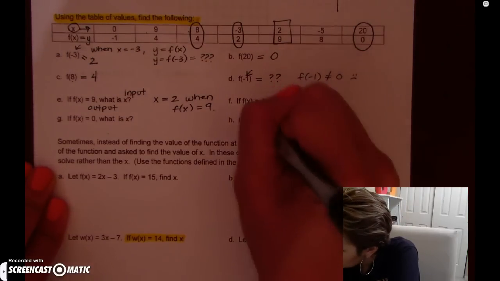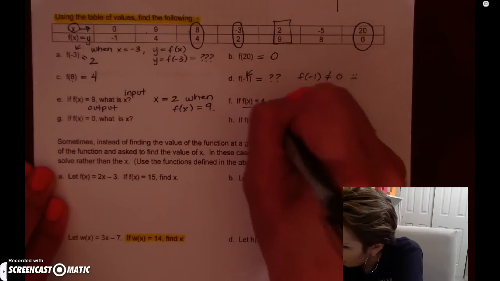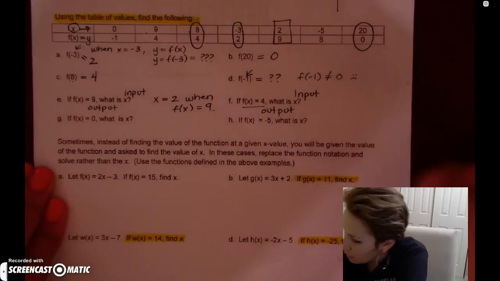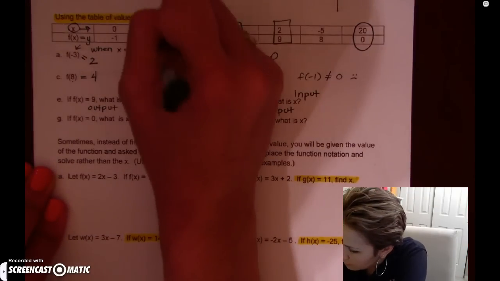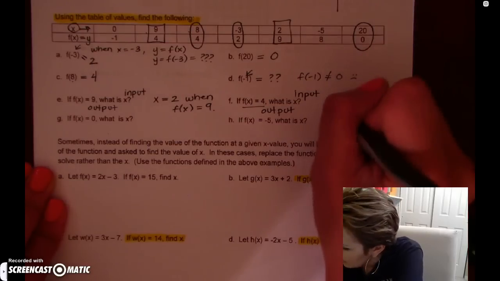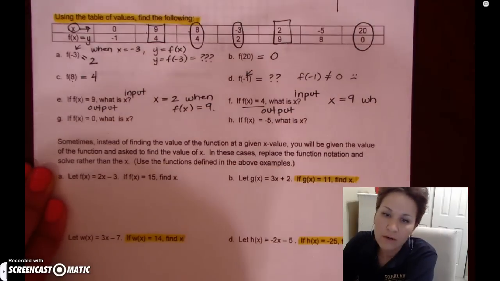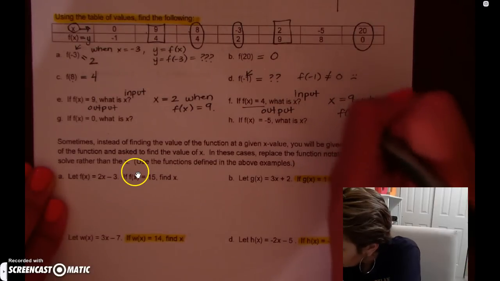Let's try the next one. If f of x is equal to 4. So this is saying if my output is 4, what is my input? So we're going to look for 4 here under the y values, and I end up getting 9. So x is equal to 9 when, sorry about that, when f of x is equal to 4.